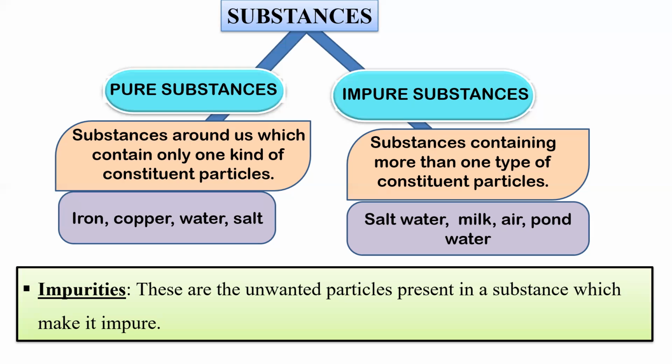Now, impurities. What are impurities? These are the unwanted particles present in a substance which make it impure. Like if tea leaves are there, they are the unwanted particles which we separate, and these unwanted particles make the substance or mixture impure. So when we separate these particles, our mixture will be pure. But if these unwanted materials are in a mixture, the mixture will be impure.